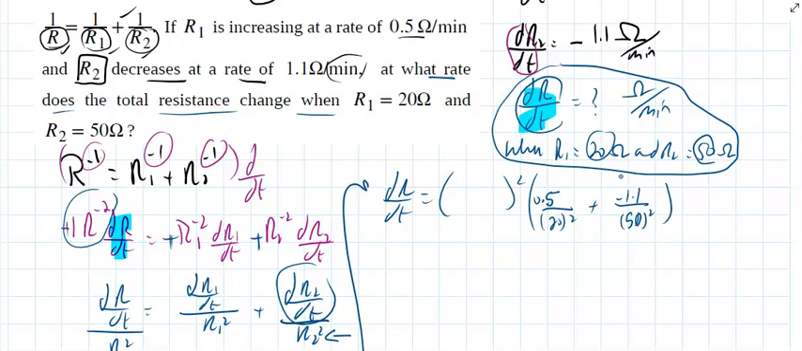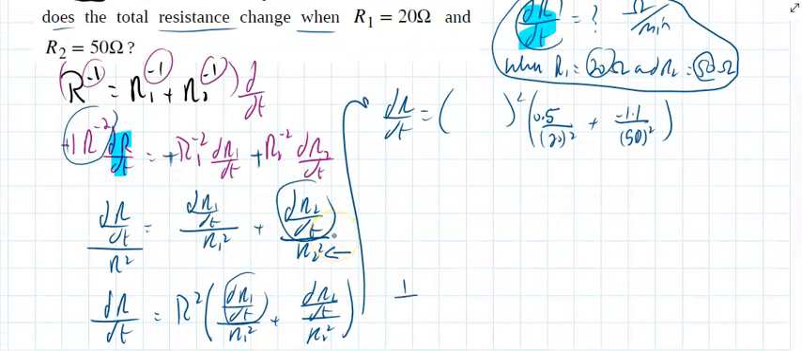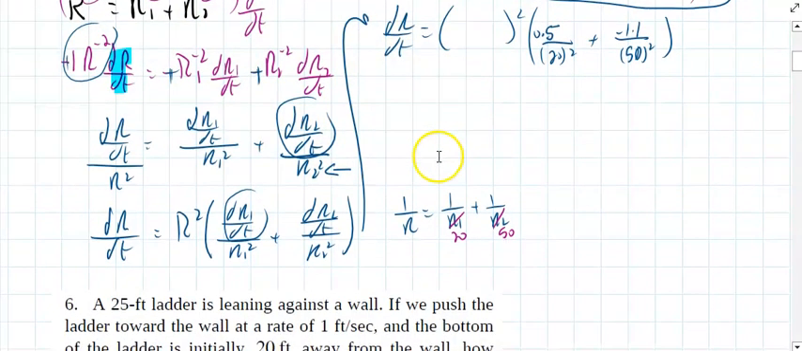Now, I need to figure out what R is. Well, come back to the original equation, which is this. If I take 1 over R equals 1 over R1 plus 1 over R2, and they gave me that R1 is 20 and R2 is 50, then I know that 1 over R is 7 over 100.